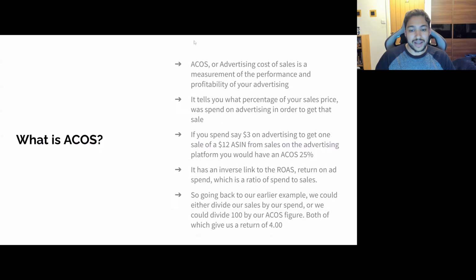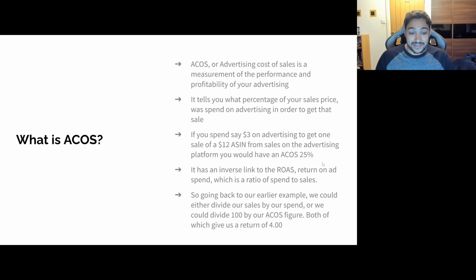So, ACoS, or Advertising Cost of Sales, what is it? Well, essentially it's a measurement of performance and profitability of your advertising. It tells you what percentage of your sales price was spent on advertising in order to get that sale, based on your ad sales. So for example, if you're spending $3 on advertising to get a sale of a $12 product, you would have an ACoS of exactly 25%. We got that by simply taking the $3, which is 25% of 12. So there you have it.